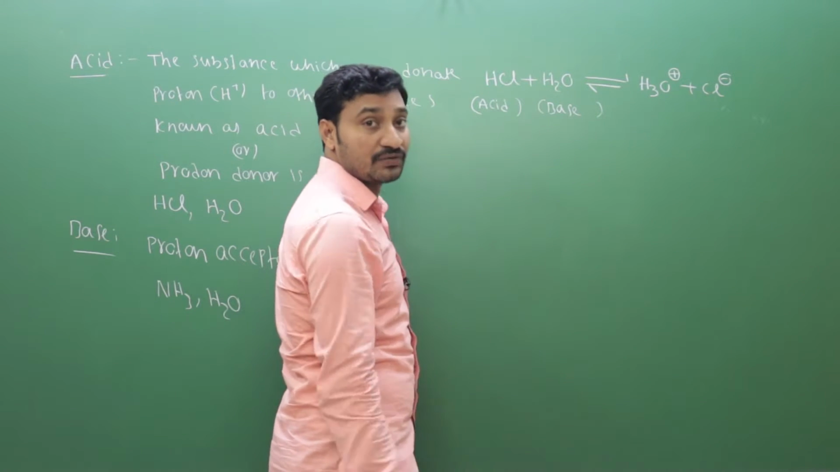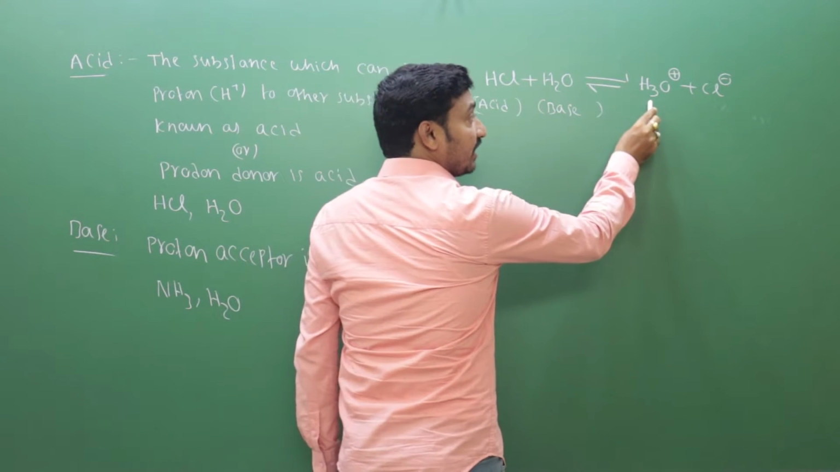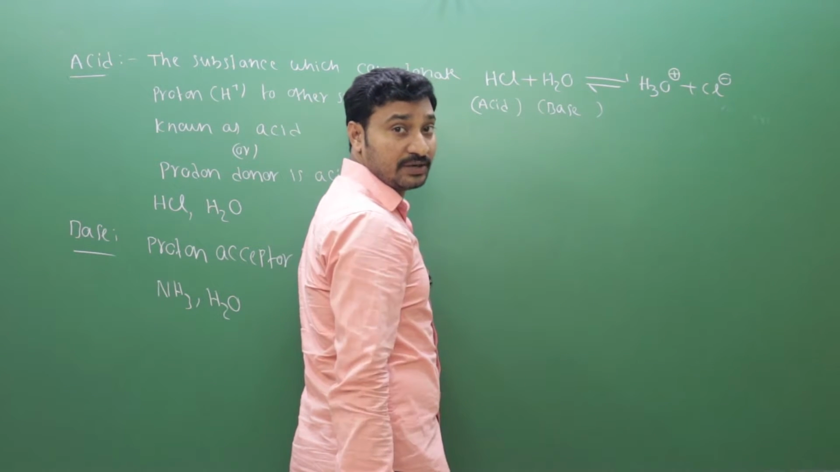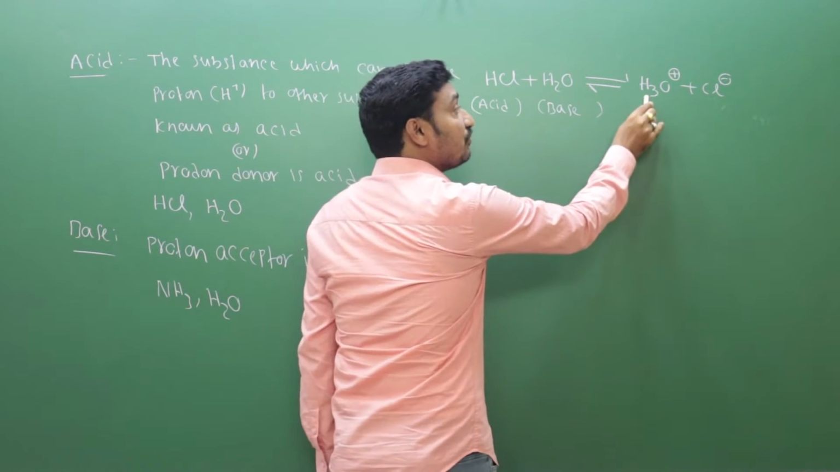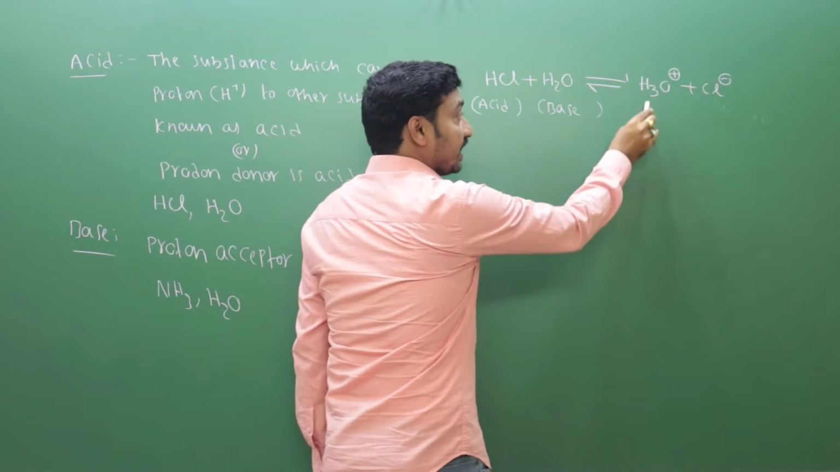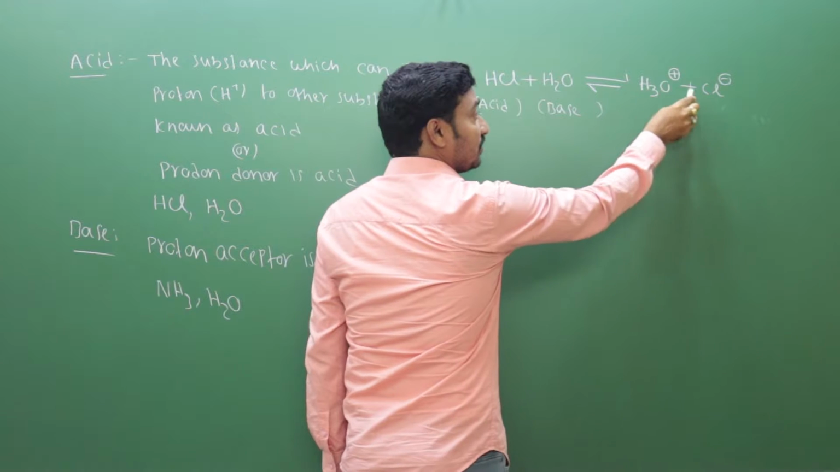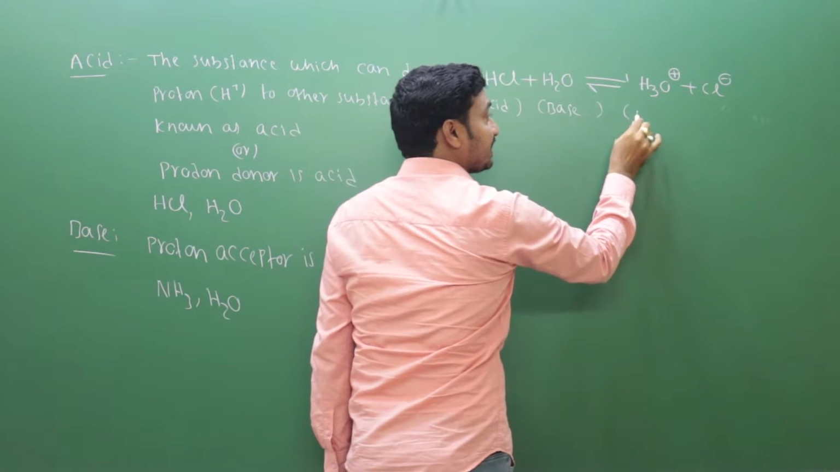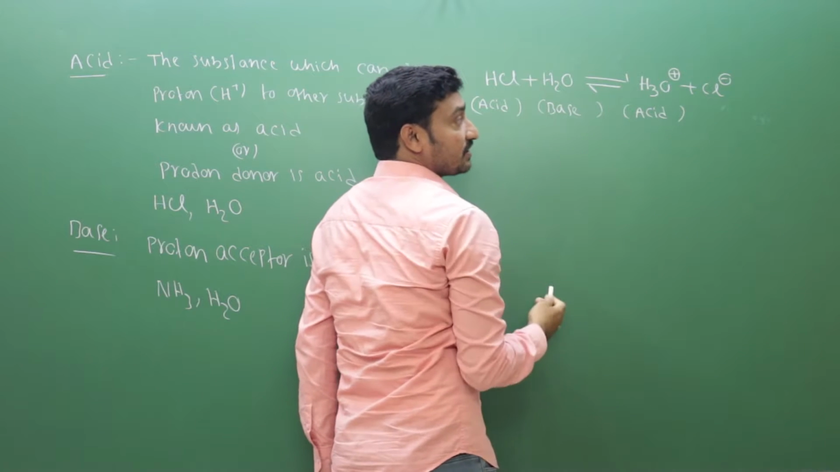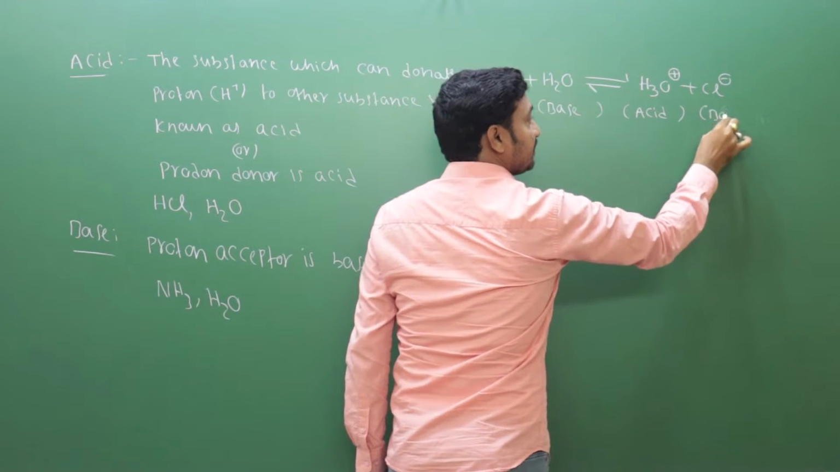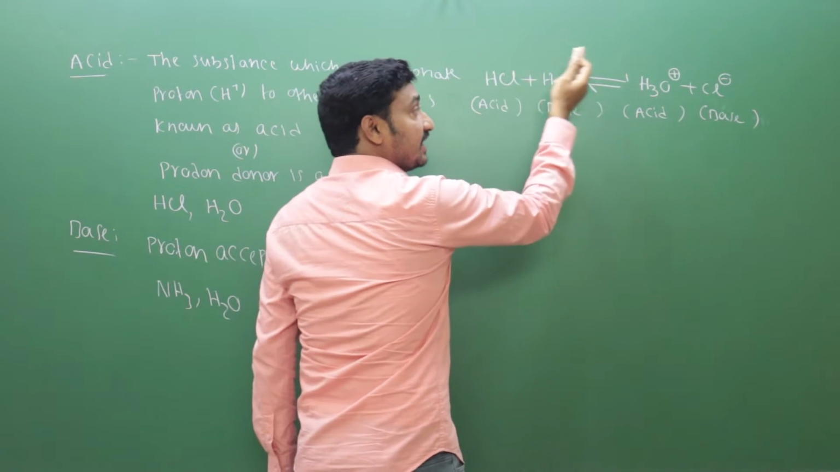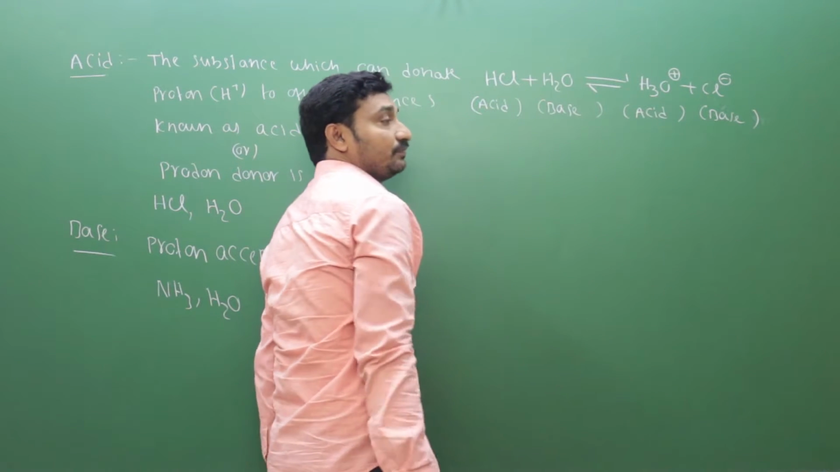So in the reverse reaction, what happens? Now here, H3O plus and Cl minus: which can donate a proton? Tell me. Yes, H3O plus donates a proton to Cl minus, so it acts as an acid. Now Cl minus accepts a proton from H3O plus, so that's why this is a base. So Cl minus is again converted to HCl, and H3O plus is again converted to H2O.